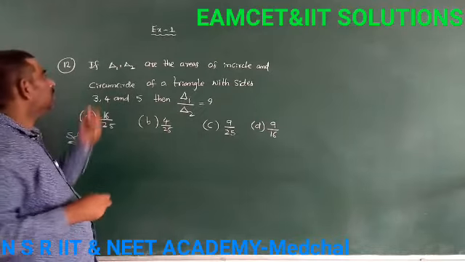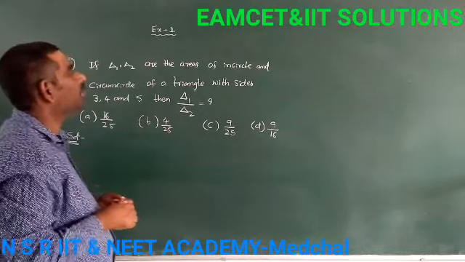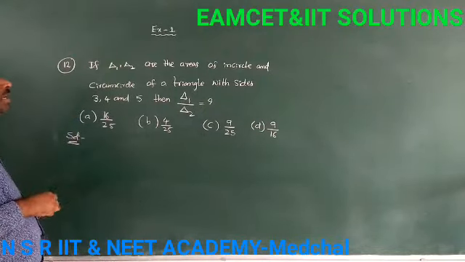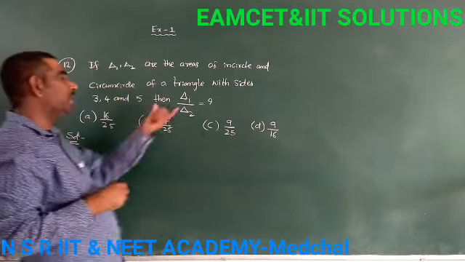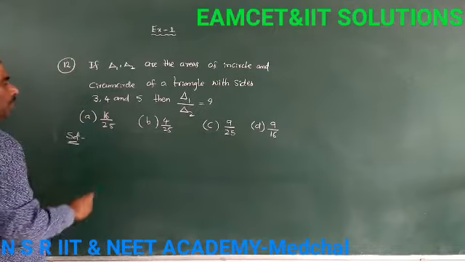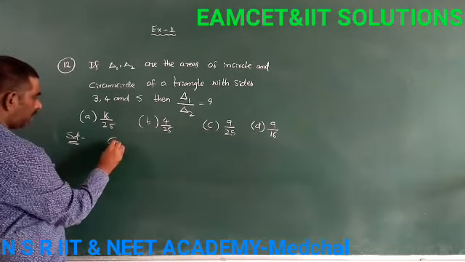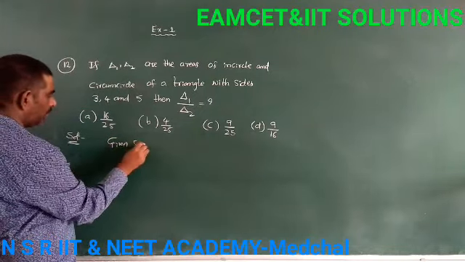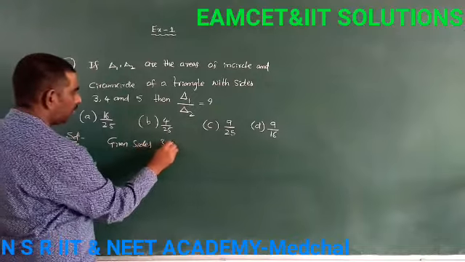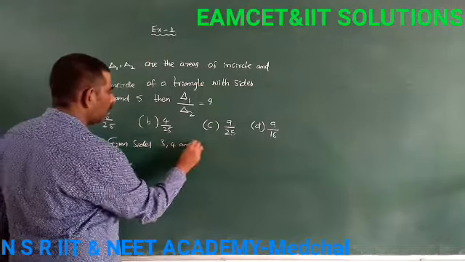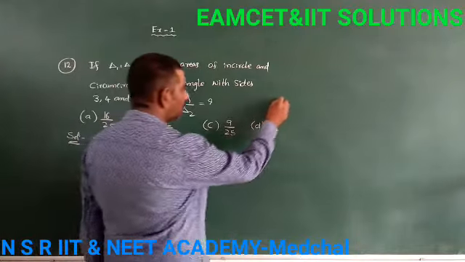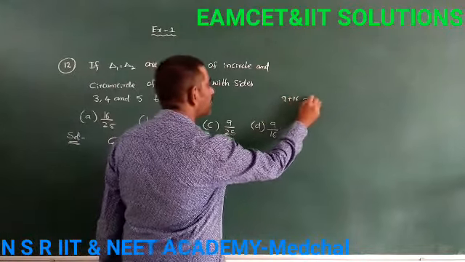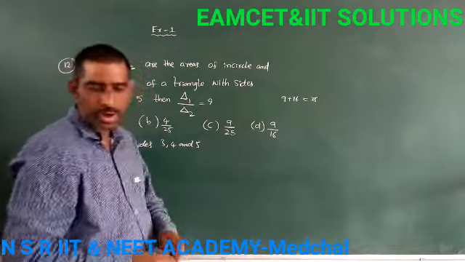So our next question is: if delta 1 and delta 2 are the areas of the incircle and circumcircle of the triangle with sides 3, 4 and 5, then find the delta 1 by delta 2 value. So the given sides are 3, 4 and 5. These sides form a right angle triangle. Why? Because 3 square is 9, 4 square is 16, 5 square is 25. So they form a right angle triangle.